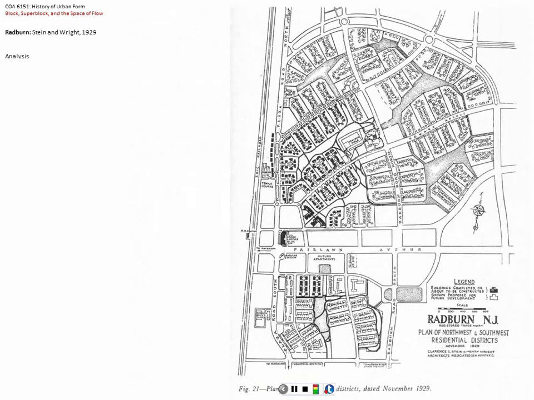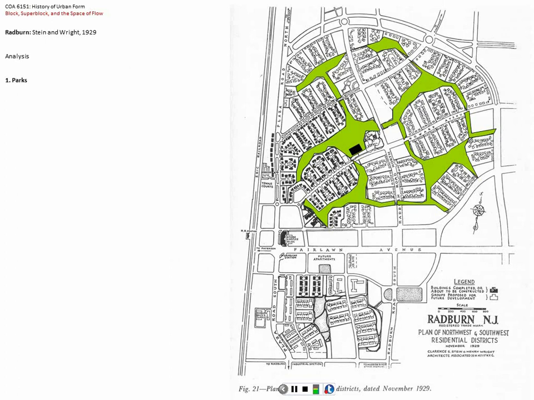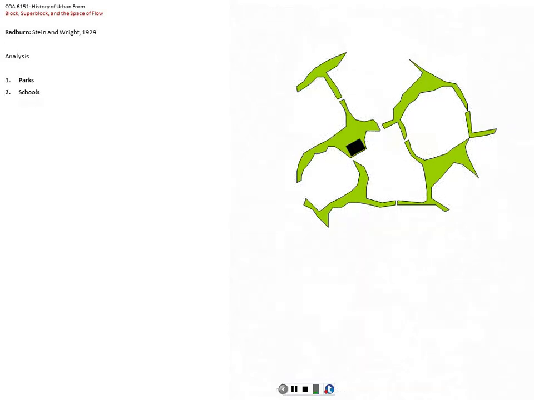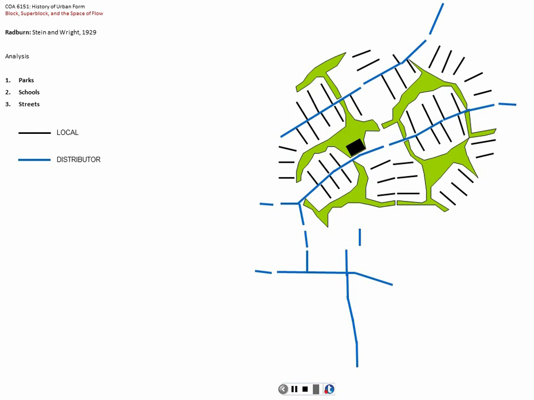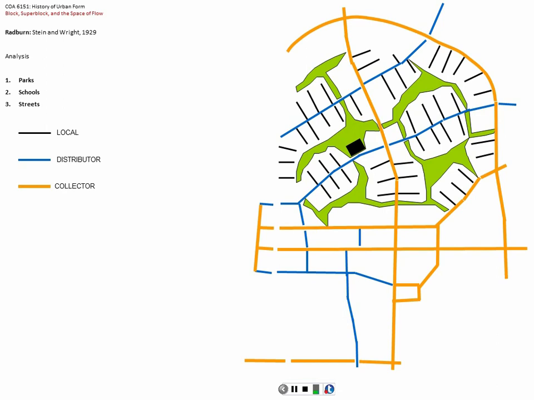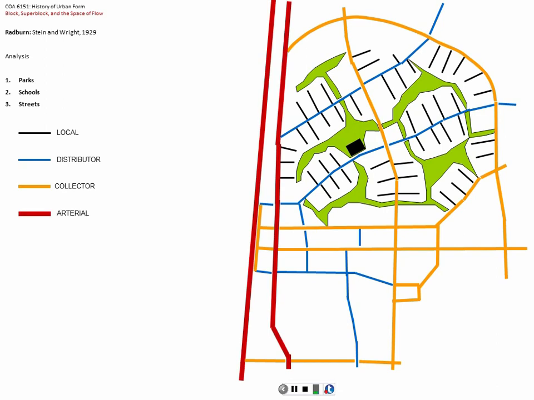So the whole plan looks something like this. Now, if we deconstruct this, what we see is that the core of the plan are the parks and the school, school being the black building that we see there. So you add the school in. Then you have the housing being fed by these local roads. The local roads are then connected up to distributor roads, which are connected up to collector streets, which are connected up to arterial streets.